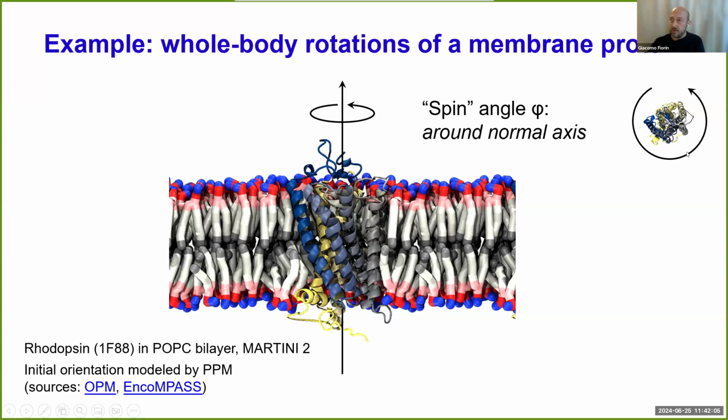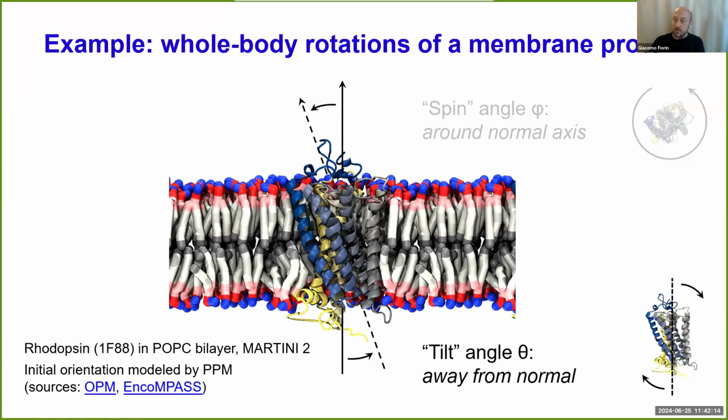So you can have a spin angle here, and if you run a simulation long enough, you will see that the protein both diffuses laterally and rotates around this axis. And it can also tilt away from the same axis. So we have a spin angle phi and a tilt angle theta. And the tilt angle is actually more physically meaningful, because as you change the tilt angle, the way that the protein will interact with the membrane will change as well.